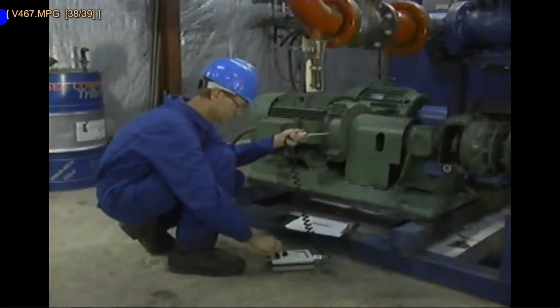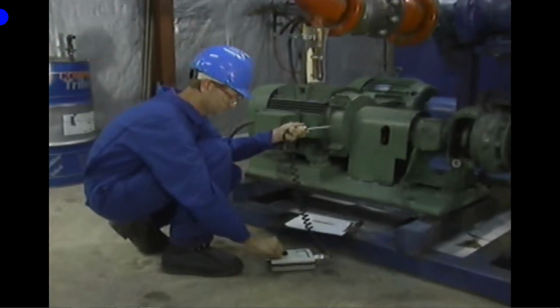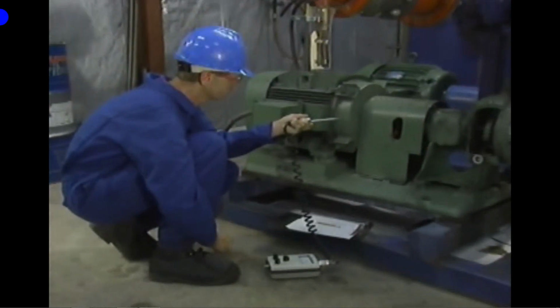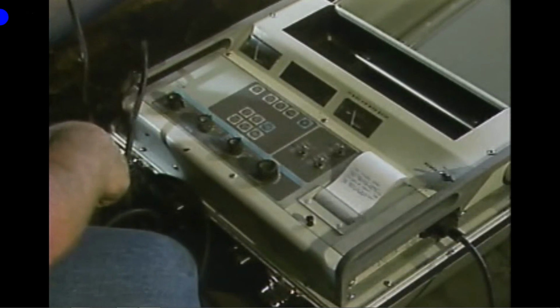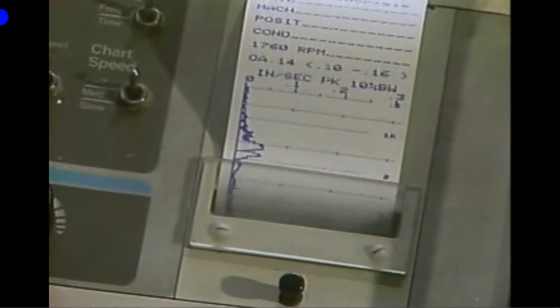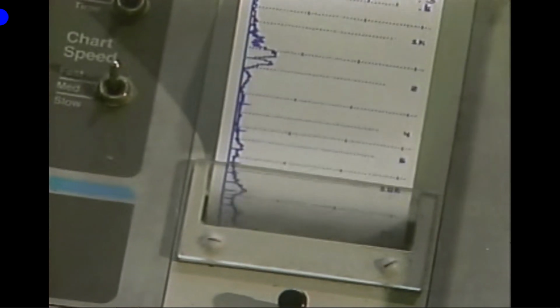Vibration data may be analyzed by the person who collected it, or it may be given to other personnel for analysis. In this part, we're going to look at vibration signatures and the charts that are commonly used to show them. A vibration signature is a representation of the amplitude of a vibration over a range of frequencies.